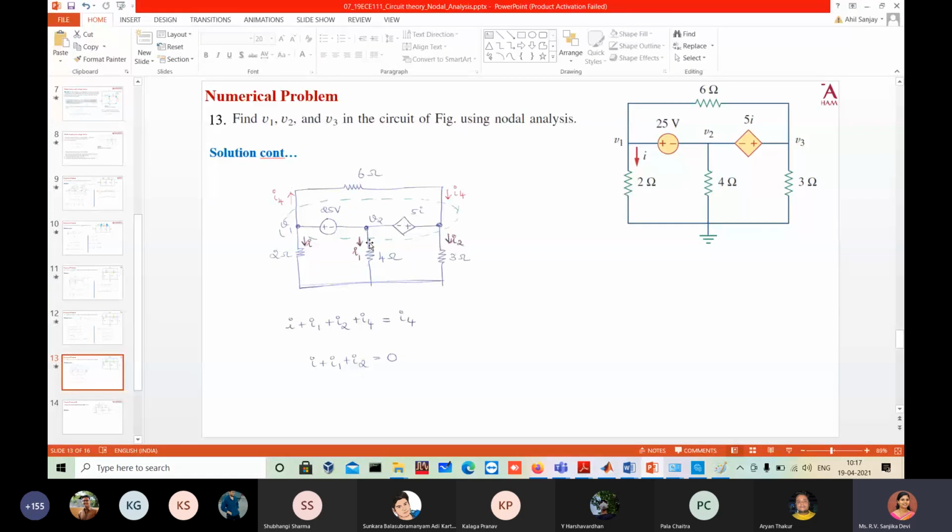Ma'am, where did you take the junction? Sorry? Where did you take the junction as? This entire supernode is considered as a single junction. Okay, ma'am. The complete supernode is considered as a single junction, and to that single junction, 5 branches are connected if we go with this convention. Or even if you take the 6 ohm together as a supernode, then in that case, 3 branches are connected to the supernode. So the entire supernode is assumed like a single junction. Okay.